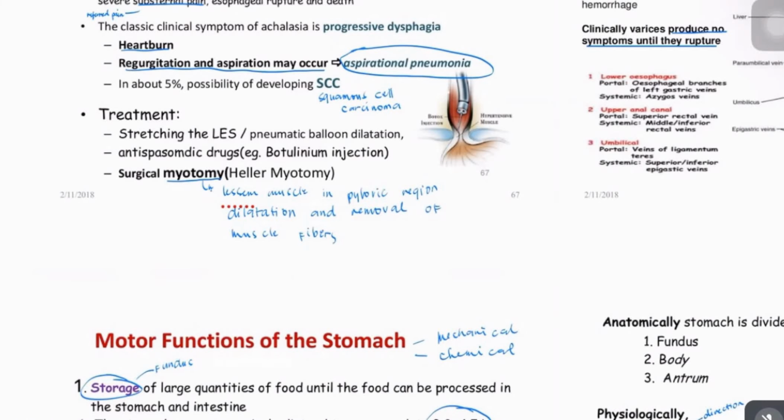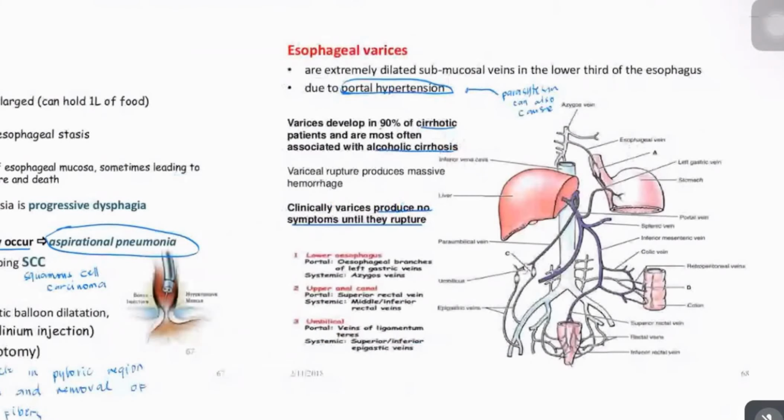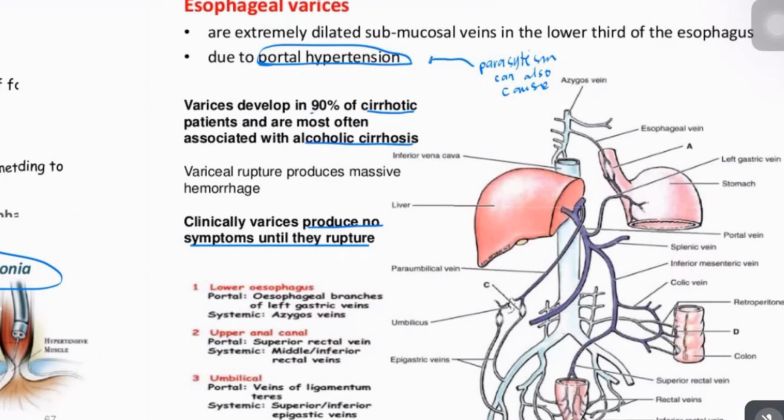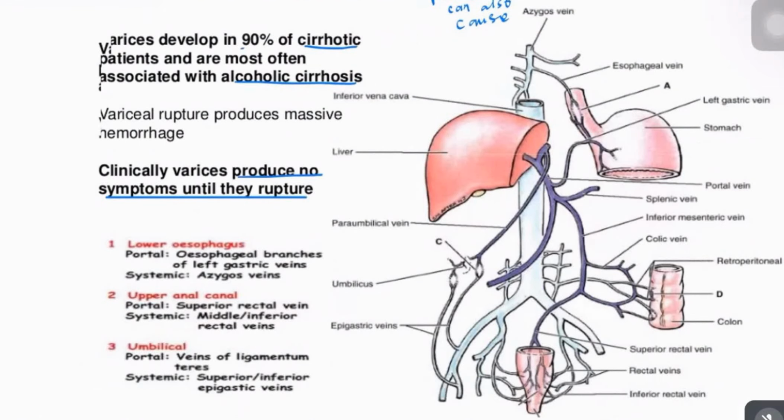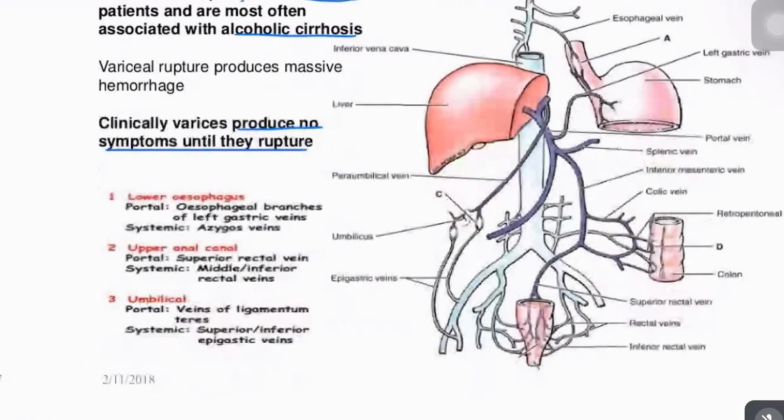Next, esophageal varices are extremely dilated submucosal veins in the lower third of the esophagus. It is due to portal hypertension. Varices develop in 90% of cirrhotic patients and are often associated with alcoholic cirrhosis. Variceal rupture produces massive hemorrhage. Clinical varices produce no symptoms until they rupture. Okay?